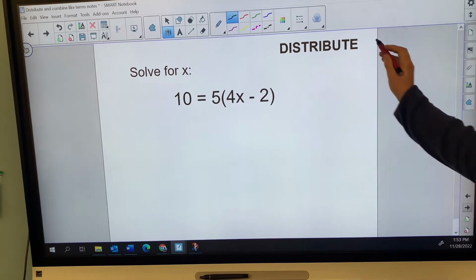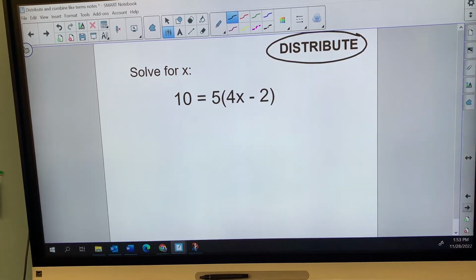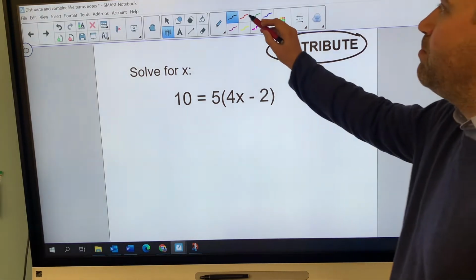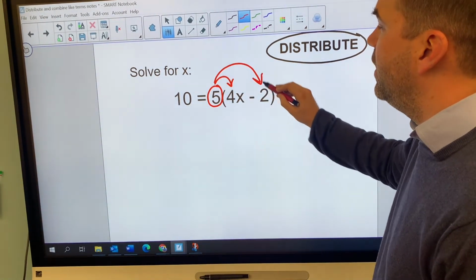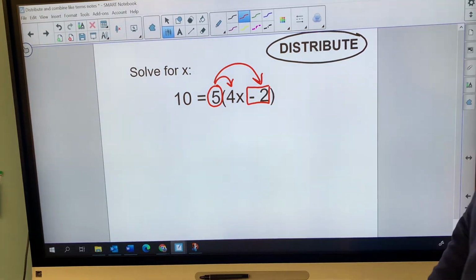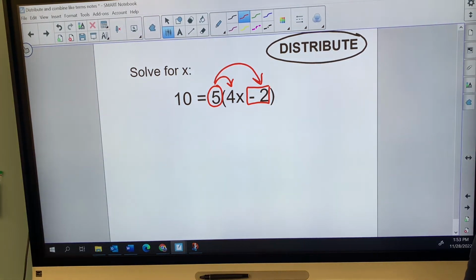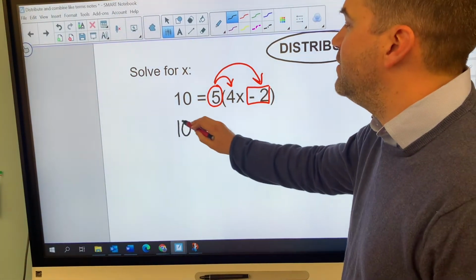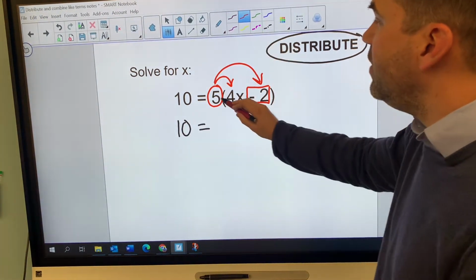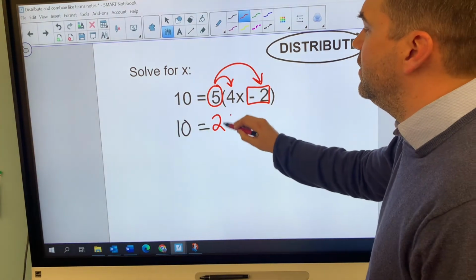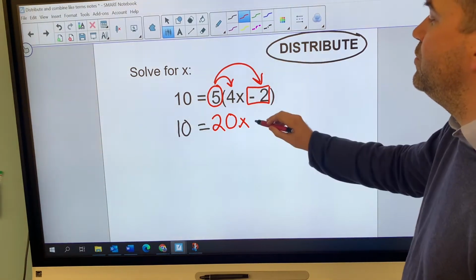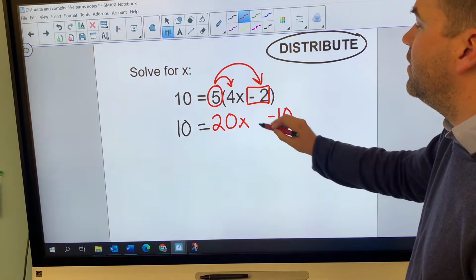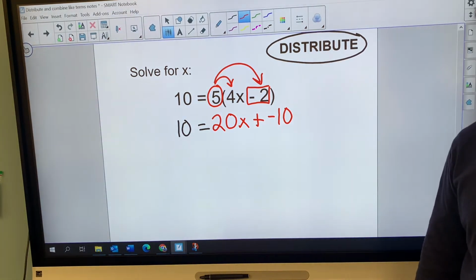The other thing that we're going to talk about today is the distributive property. We talked about this when it came to expressions. Now we're going to apply it with equations. So I'm going to start by distributing, or sharing, that 5 with the 4x and with the -2. When we distribute, we're always talking about multiplication. The 10 is not going to change. The 5 times 4x is just 5 times 4 with an x. And 5 times -2 is -10. I'm always going to put a plus sign in between the two terms.